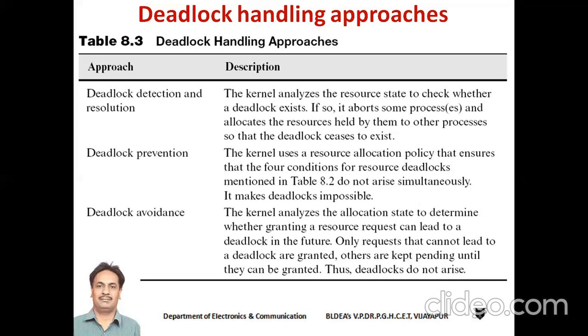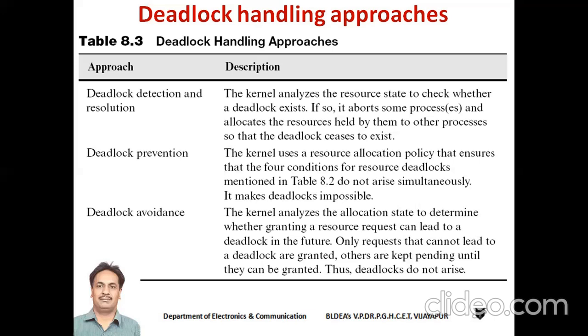Remember, students, there are three approaches. The first approach is deadlock detection and resolution. In this case, the operating system simply finds whether deadlock has occurred or not. If it is found that a deadlock exists, one of the processes is terminated and all the resources that were allocated to that process will be allocated to other processes so that the deadlock situation will stop and should not continue.